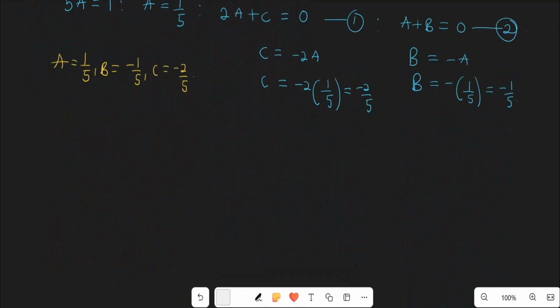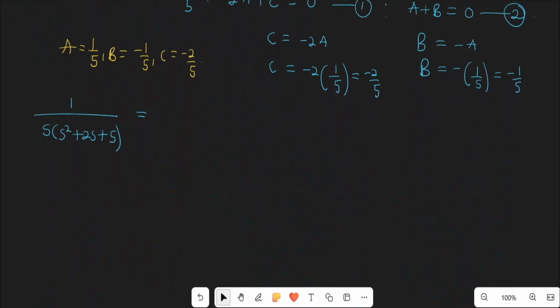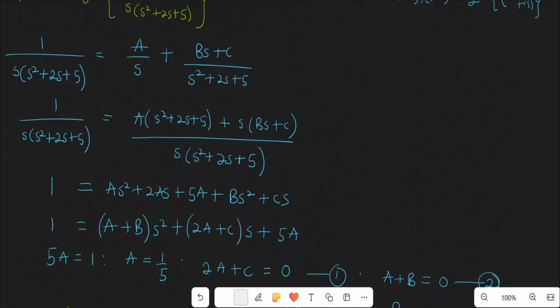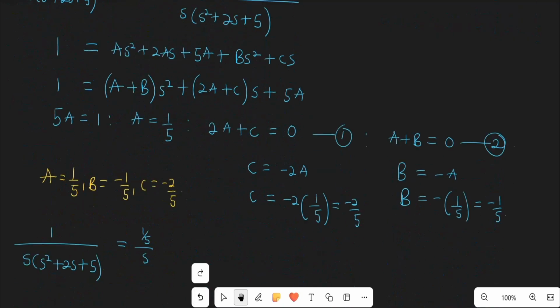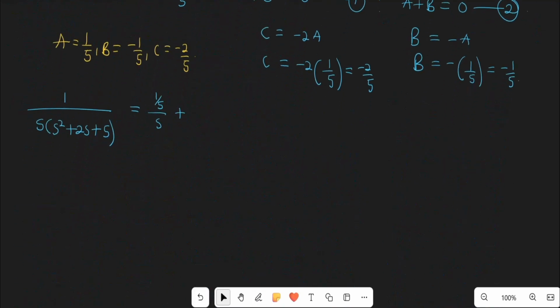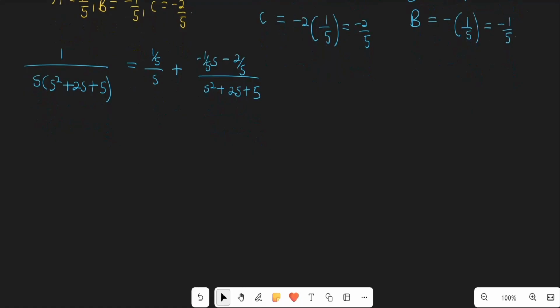So now our partial fraction, 1 all over s times s squared plus 2s plus 5, is equal to a over s. a is 1 over 5, so 1 over 5 over s, right? Plus bs plus c divided by the quadratic term. b is negative 1 over 5, so negative 1 over 5 s plus c, and c is negative 2 over 5, so minus 2 over 5 divided by the quadratic term, which is s squared plus 2s plus 5. So now let's break this one down properly.